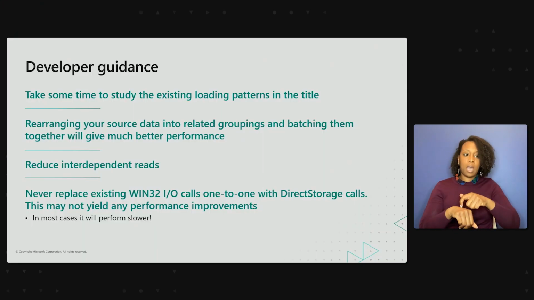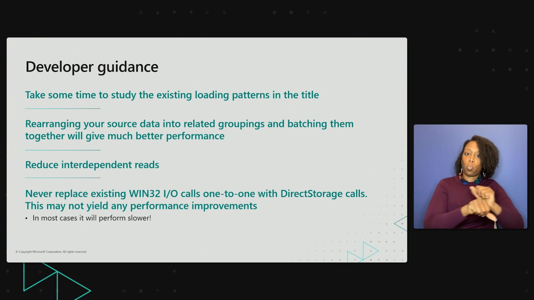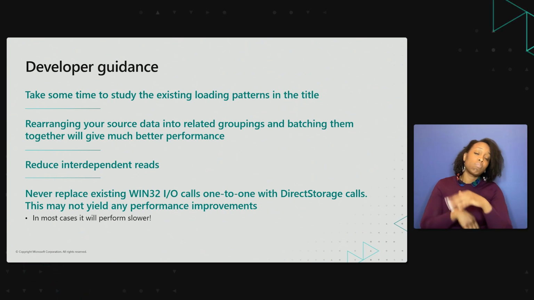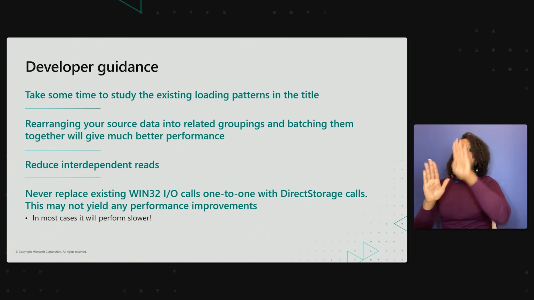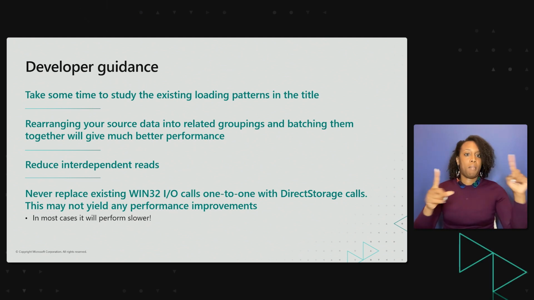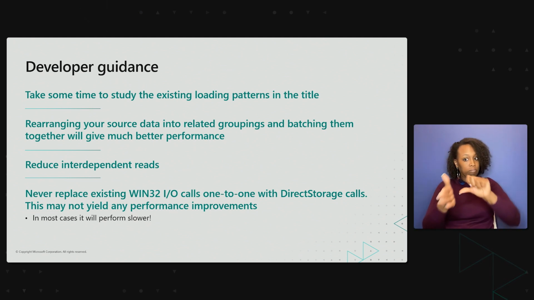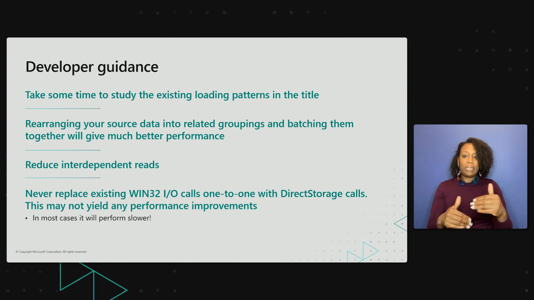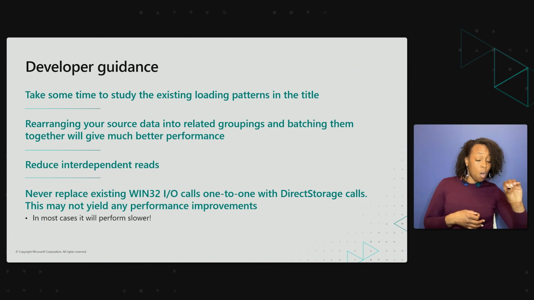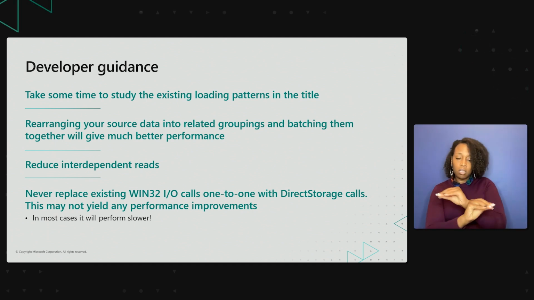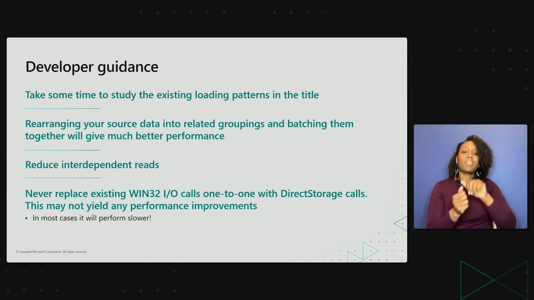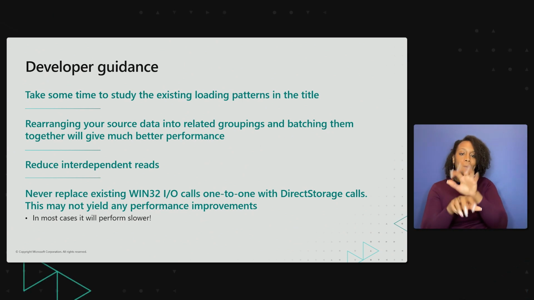The DirectStorage runtime thrives on batched workloads, so you can collect and submit as much as you can at once. Stalling that pipe with interdependent reads will kill your performance. So keep it fed, and it will deliver the performance you need. Now, never, and I'm using the word never, and it sounds very strong, but never do an easy one-to-one replacement of your Win32 I/O calls with DirectStorage calls. I'm speaking about replacing ReadFile with an EnqueueRequest and Submit pattern.